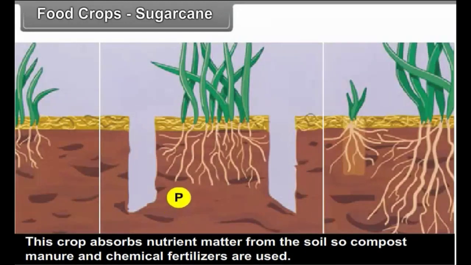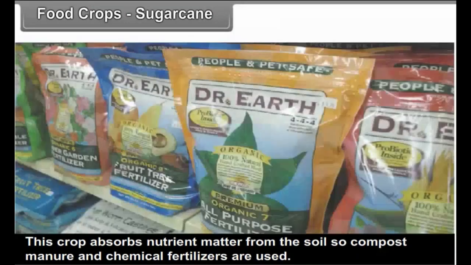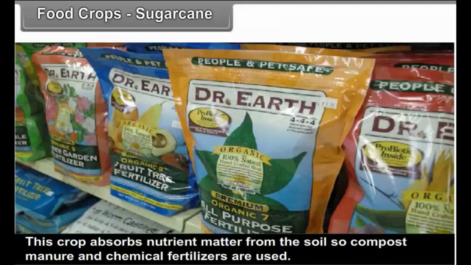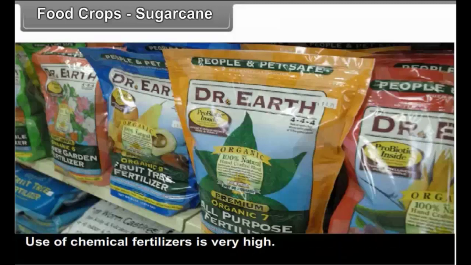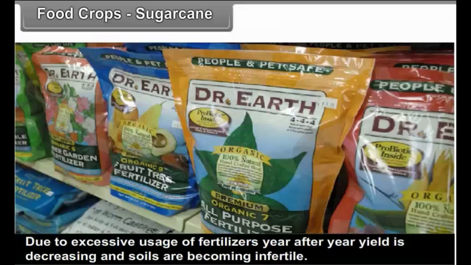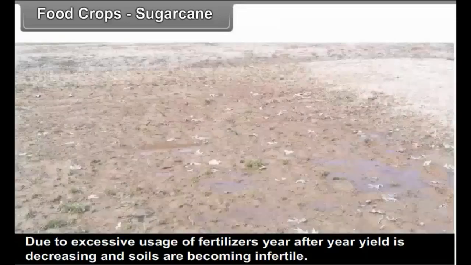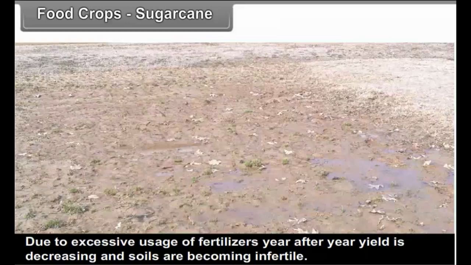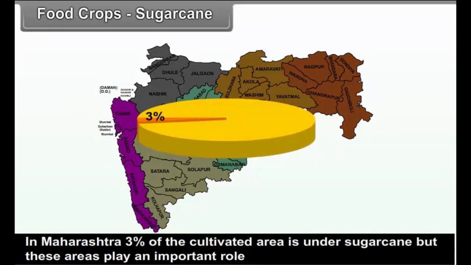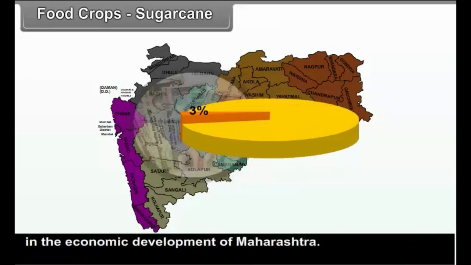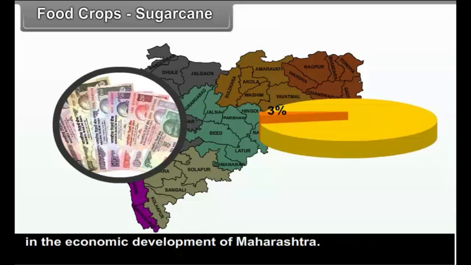This crop absorbs nutrient matter from the soil, so compost manure and chemical fertilizers are used. Use of chemical fertilizers is very high. Due to excessive usage of fertilizers, year after year, yield is decreasing and soils are becoming infertile. In Maharashtra, 3% of the cultivated area is under sugarcane, but these areas play an important role in the economic development of Maharashtra.